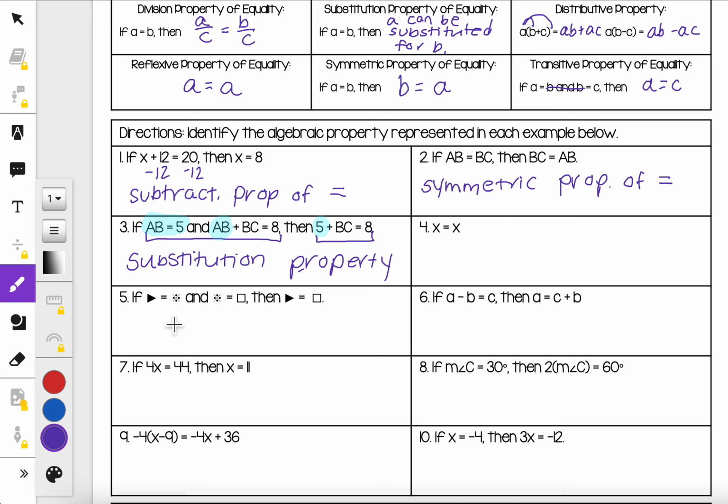Okay. Number 4 is just x equals x, right? You see the same exact thing on both sides of the equation, so that's going to be our reflexive property of equality.